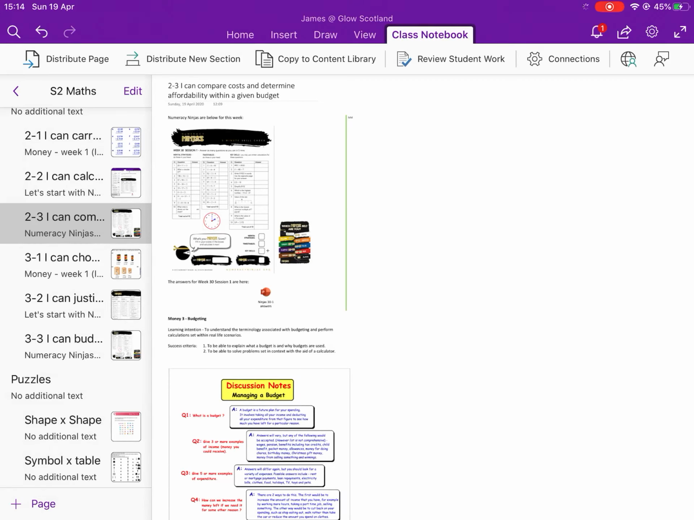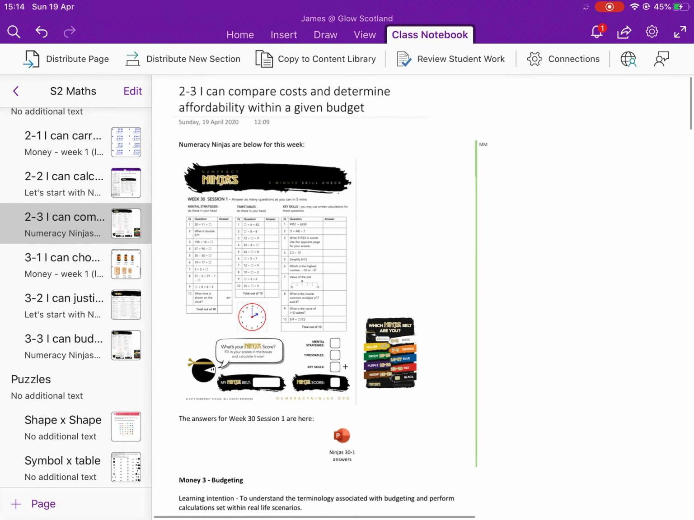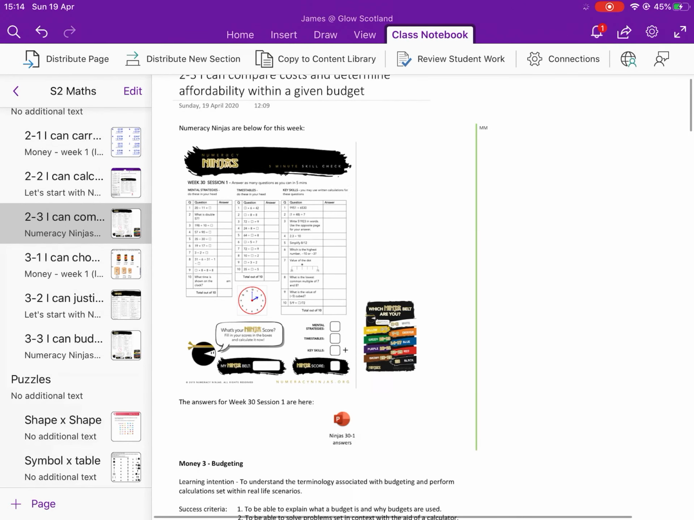Hello S2, this is the level 2 stuff for the third money lesson in our remote learning. So this one's all about budgeting. We've got your numeracy ninjas there, just like before, with your answers just underneath.